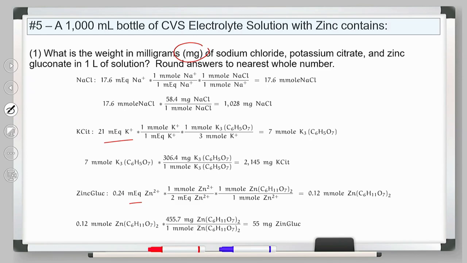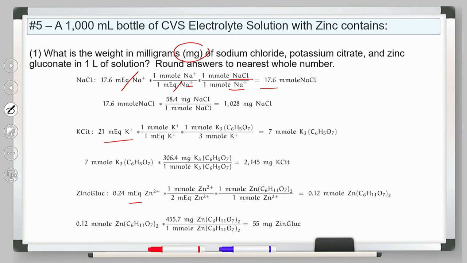So if I just do the sodium, if I tell you there's 17.6 milliequivalents of sodium, all right, let's go from milliequivalents to millimoles because the valence is 1, so there's 1 mEq for 1 millimole. And again, there's 1 sodium in sodium chloride, so it's 1 to 1. That gives me 17.6 millimoles.